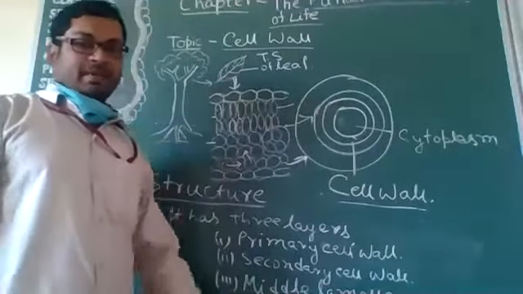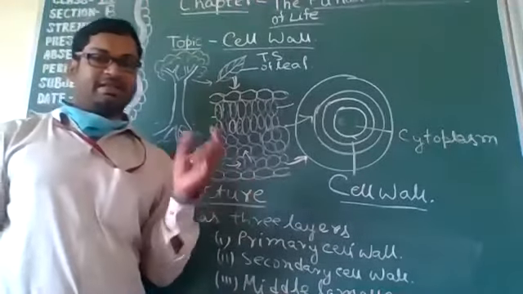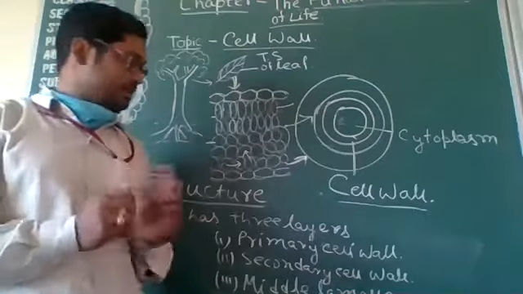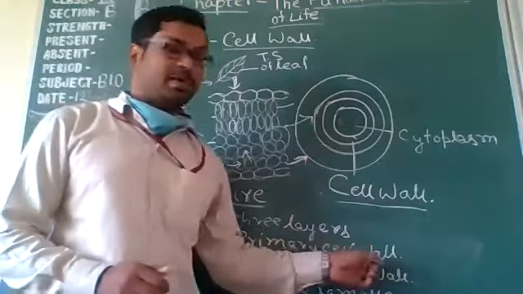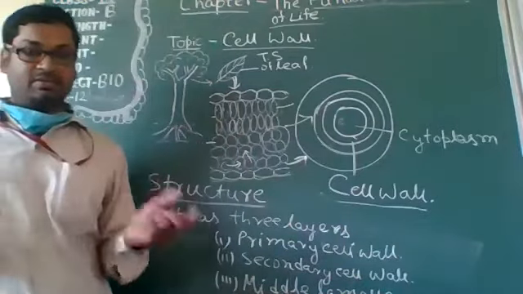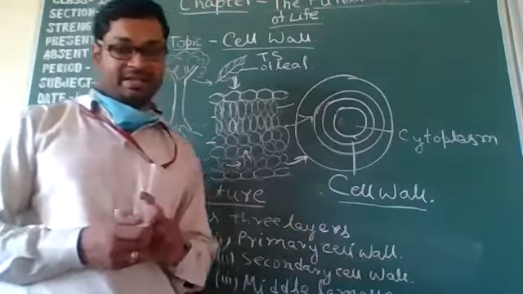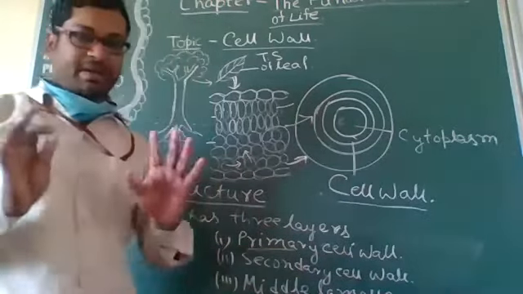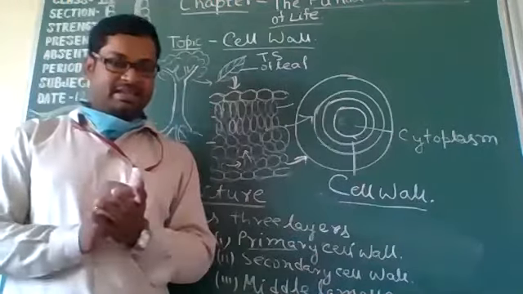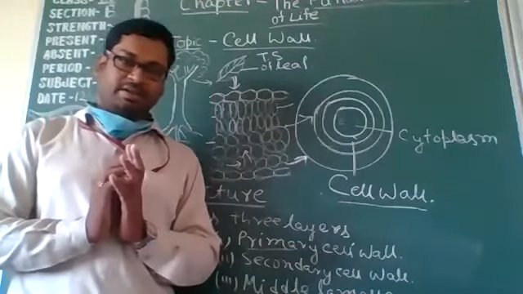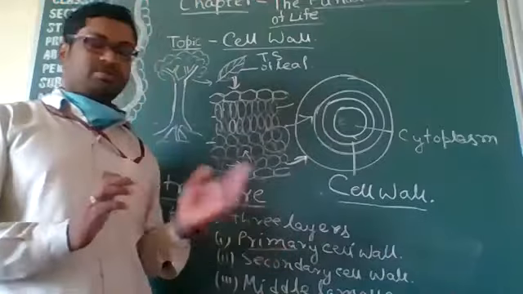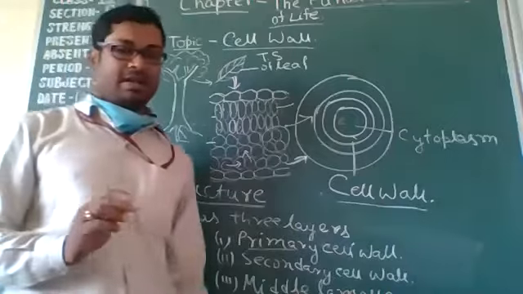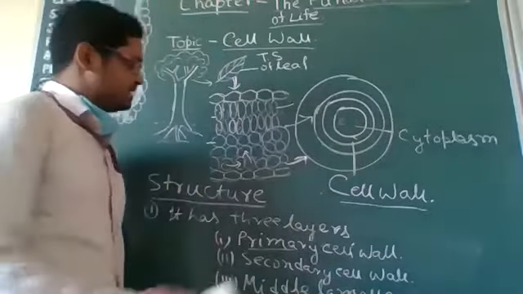The primary cell wall is thin and flexible. It contains cellulose, hemicellulose, and pectin. Okay, it has permeable characters. The primary cell wall, it is thin, flexible, and contains cellulose, pectin.